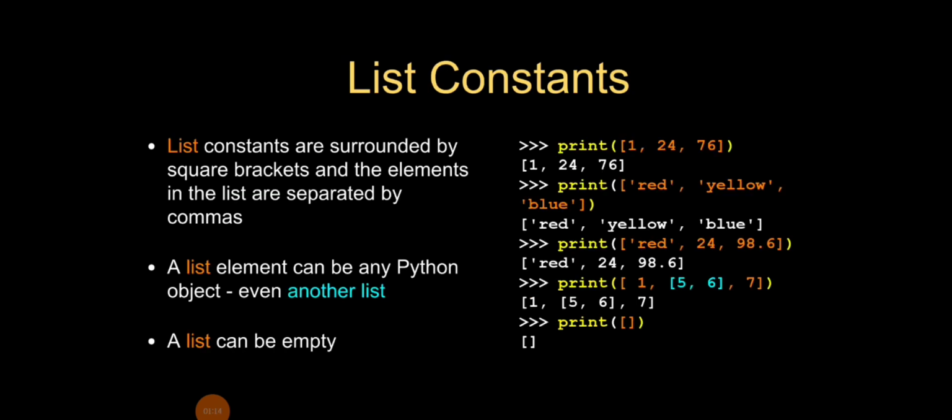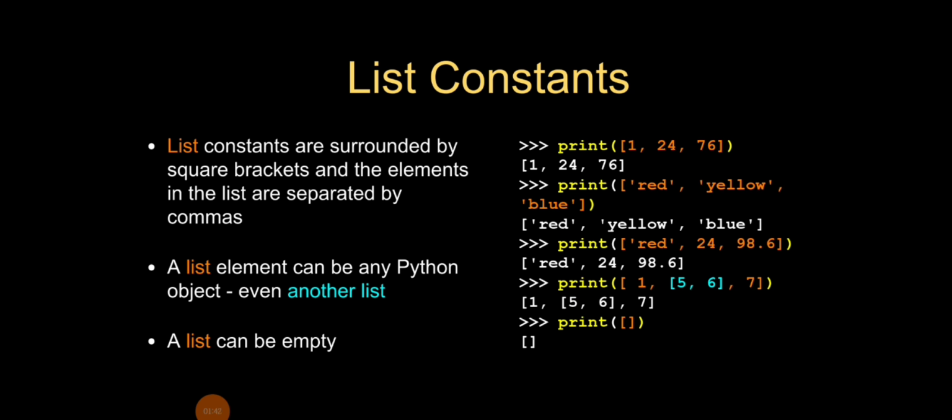Next, list constants. List constants are surrounded by square brackets and the elements in the list are separated by commas. A list element can be any Python object, even another list. A list can be empty. So here is an example for all these three points. For the first, the elements in the list are separated by commas. So here is an example for that.